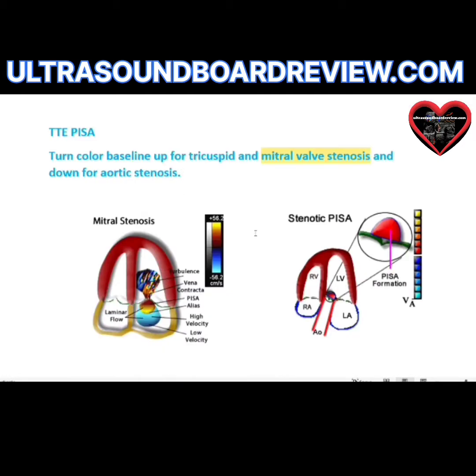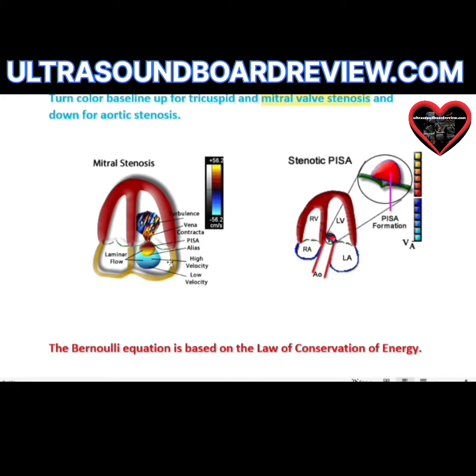What's cool about PISA is that you could perform PISA on the flow going from the left atrium to the left ventricle if you just turn up your baseline. So if you're looking at stenosis, you want to turn your baseline up instead of down. Then you'll get these high velocity PISA shells, and you'll measure the diameter of the PISA shell from here to here.